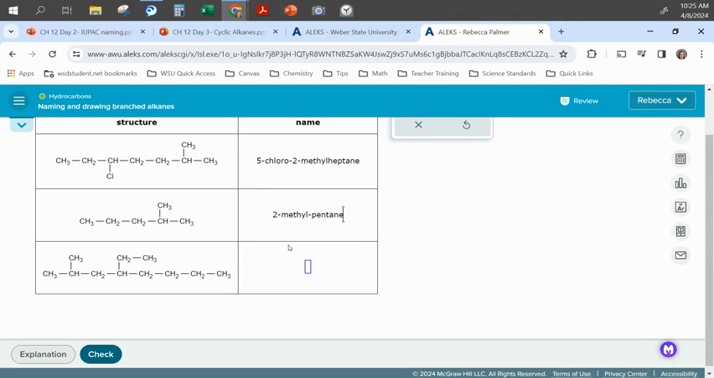Ethyl comes alphabetically before methyl, so this one's going to go first in the name, and this one's going to go second. So this is going to be 4-ethyl dash 2-methyl, and then no dash, no comma, no space. We're going to put octane. Oh, spell it right. 4-ethyl 2-methyl octane.